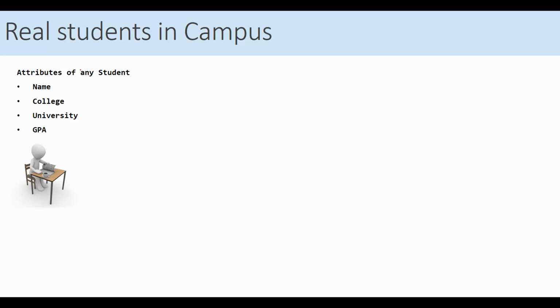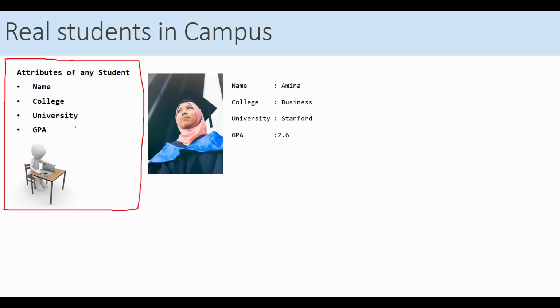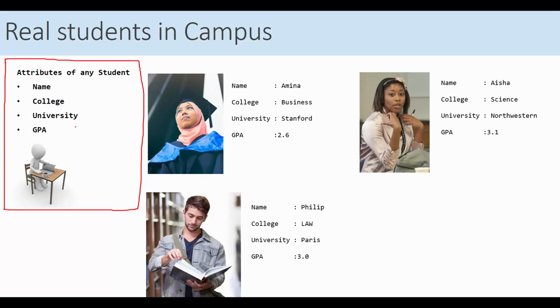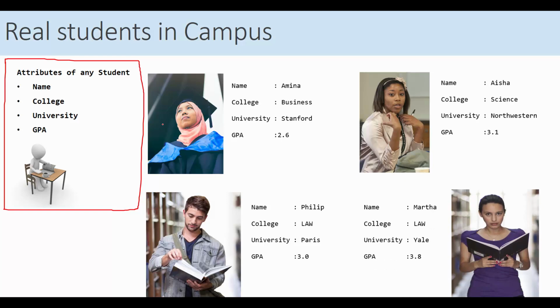So let's see this. These are the attributes of any student. This is not a real student. This is a reference, a definition, a blueprint of a student thing that we want to use in our programs. Real students are like this. This is Amina, Business College in Stanford, and her GPA is 2.6. This is Philip, studies law in Paris, and his GPA is 3. Aisha, science in Northwestern, and her GPA is 3.1. And Martha, who is doing law at Yale with a very high GPA.